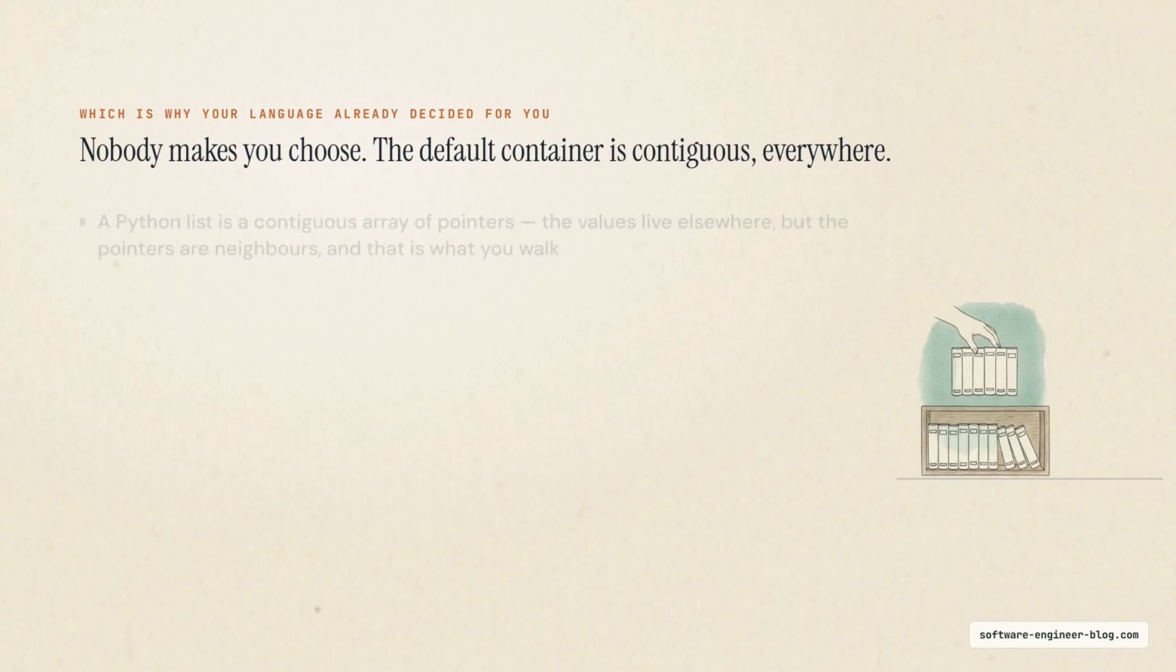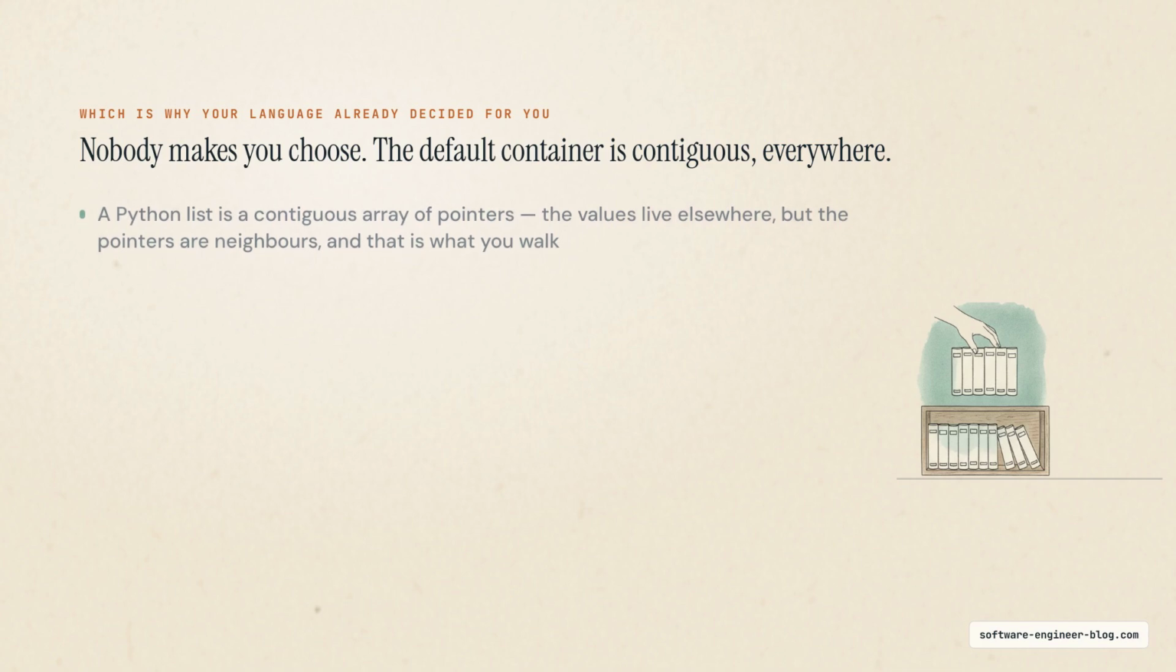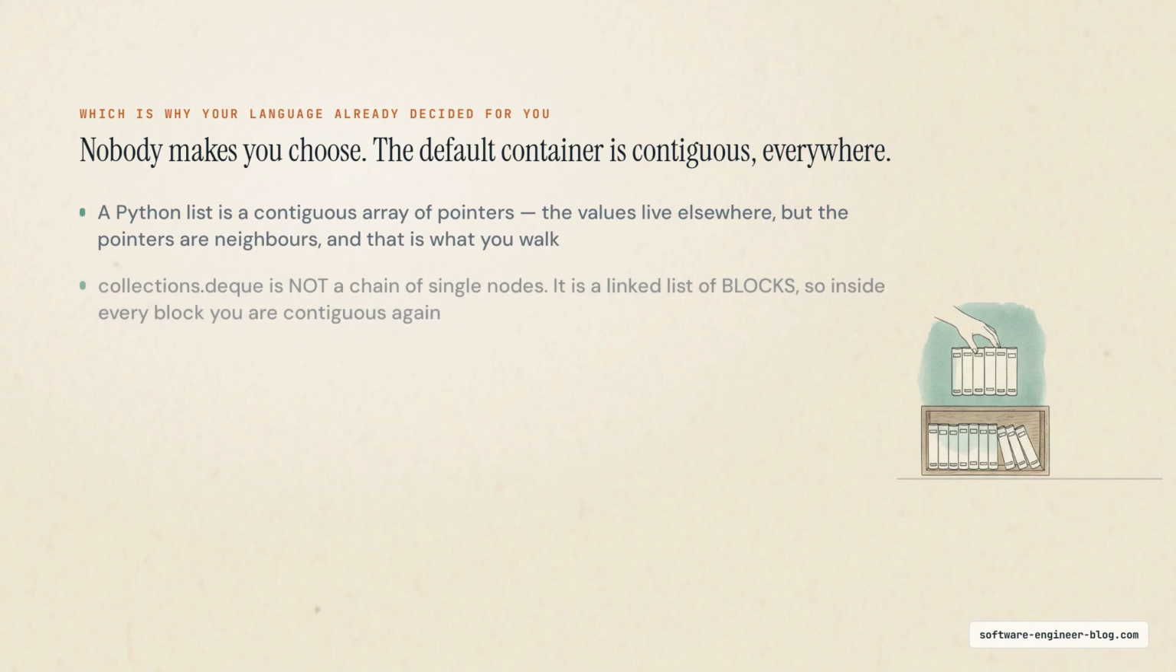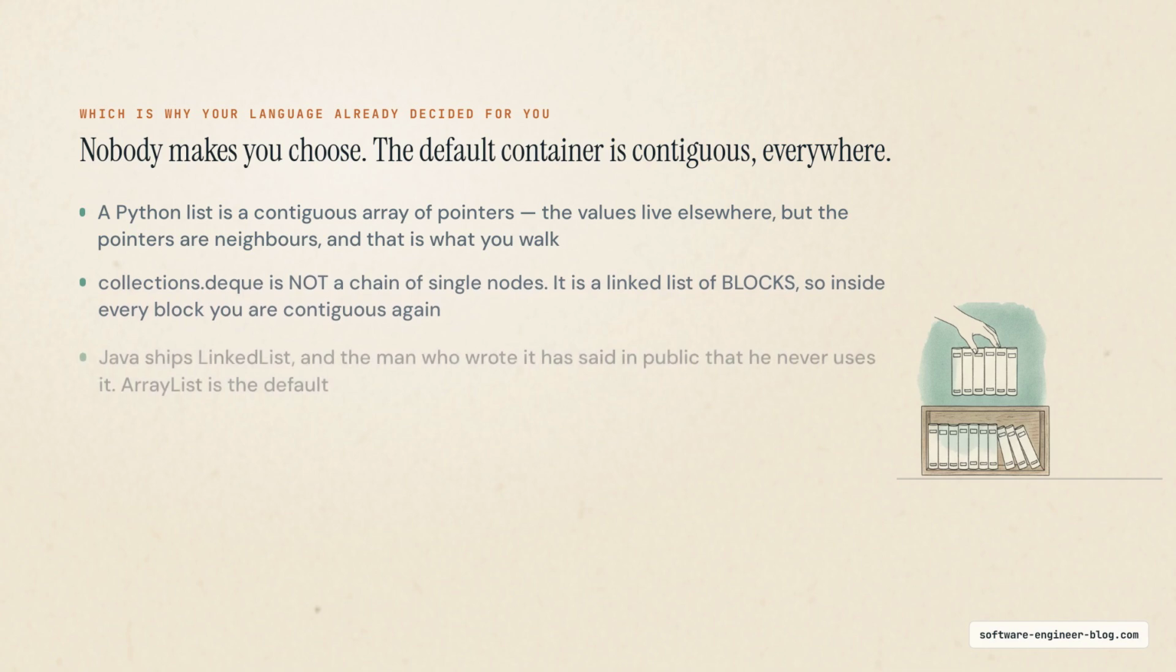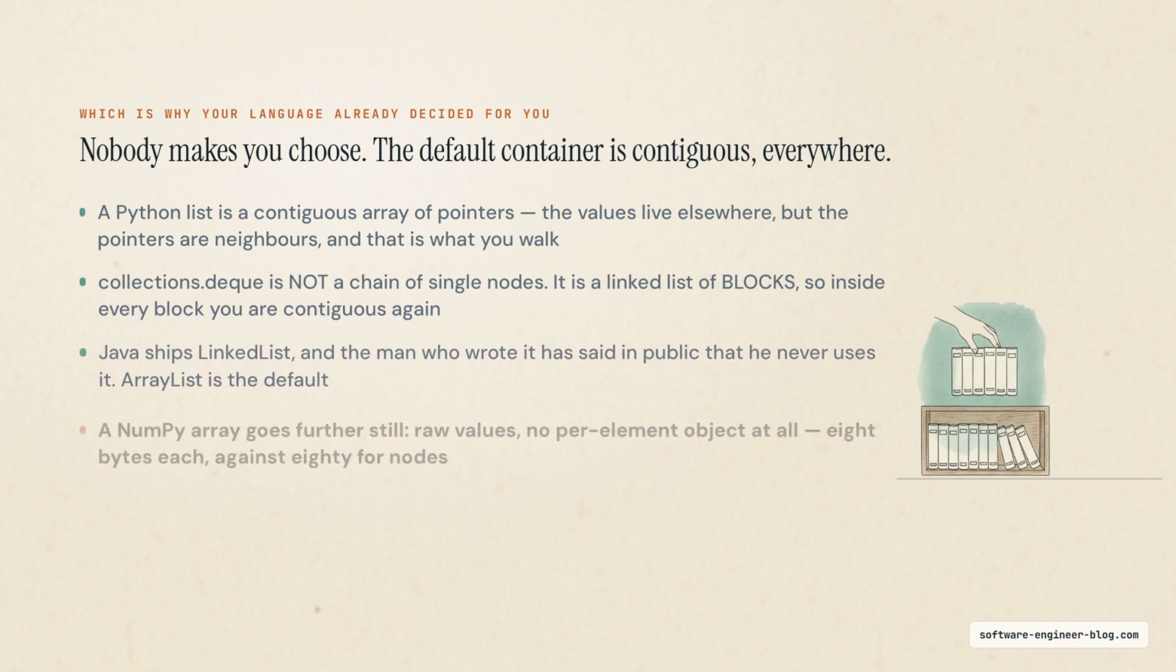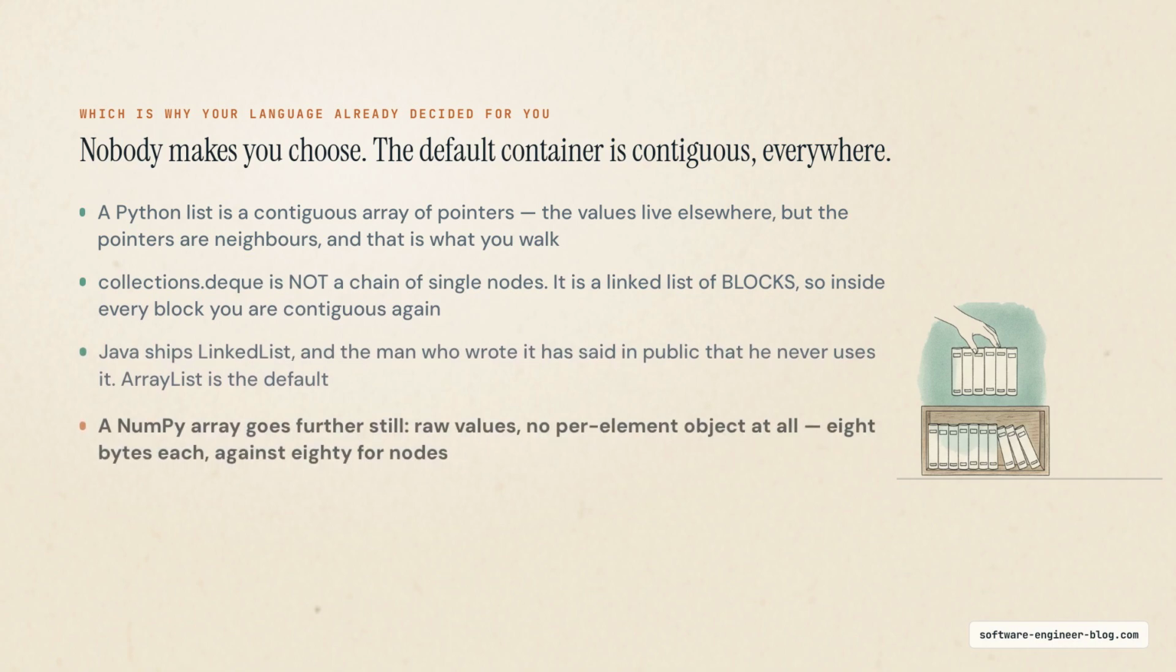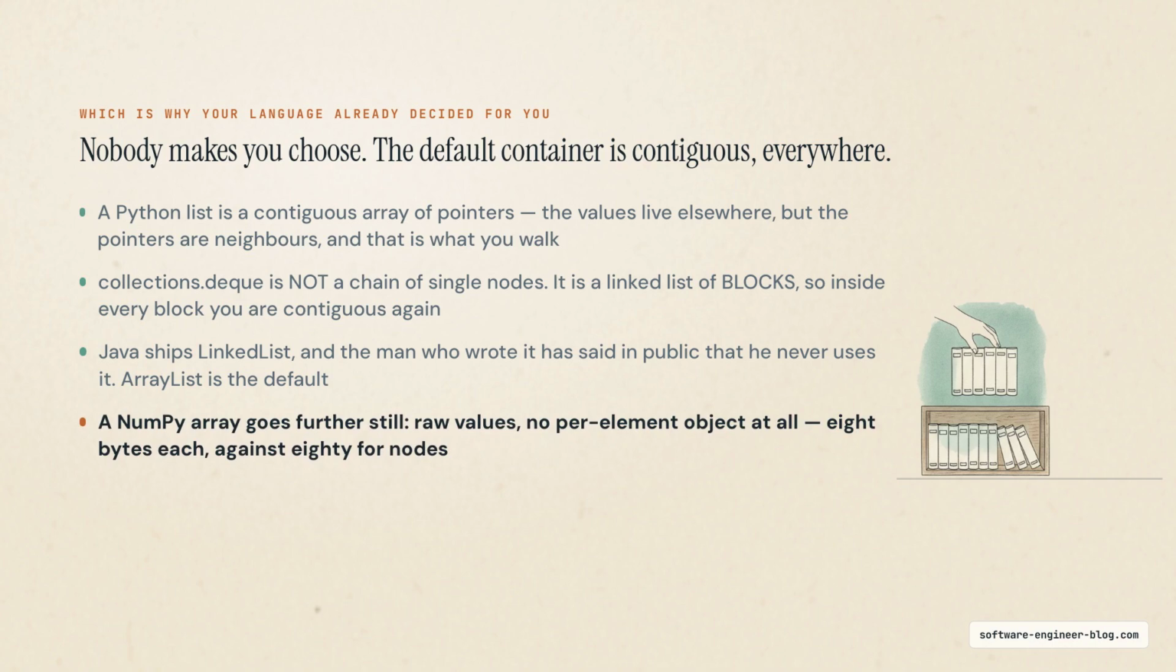collections.deque is not a chain of single nodes. It is a linked list of blocks, so inside every block you are contiguous again. That is the practical hybrid, and it is why a deque wins at the ends without losing everything in the middle. Java ships LinkedList, and the man who wrote it has said in public that he never uses it. ArrayList is the default, and a NumPy array goes further still: raw values, with no per-element object at all, 8 bytes each against 80 for nodes.